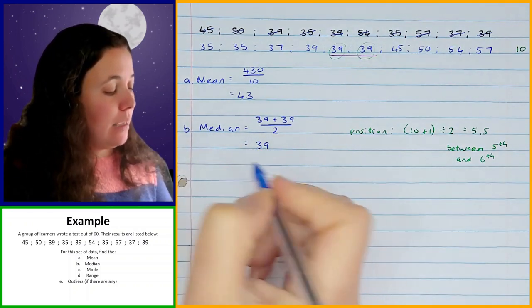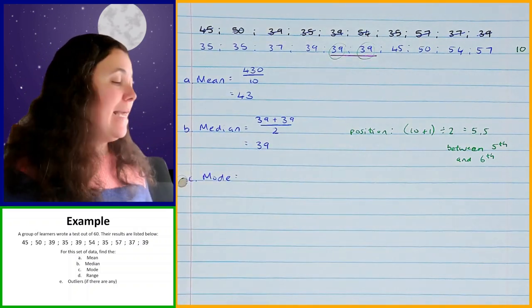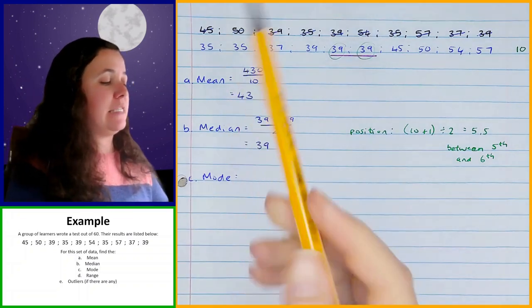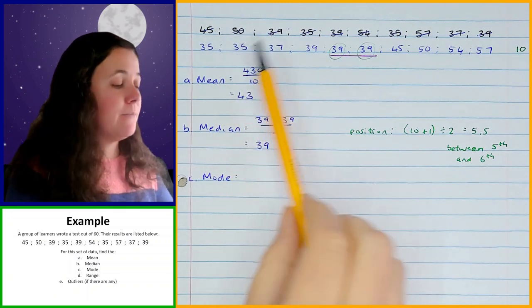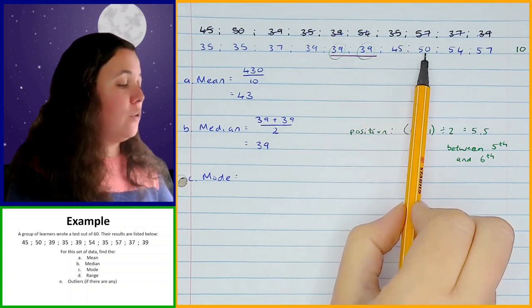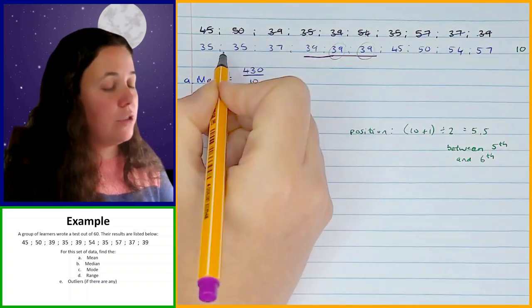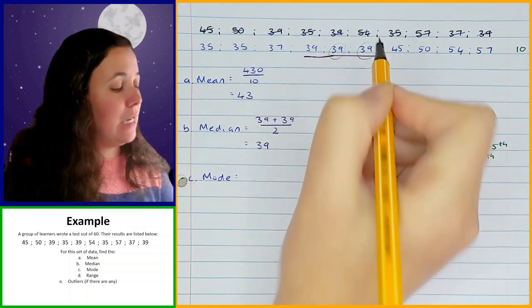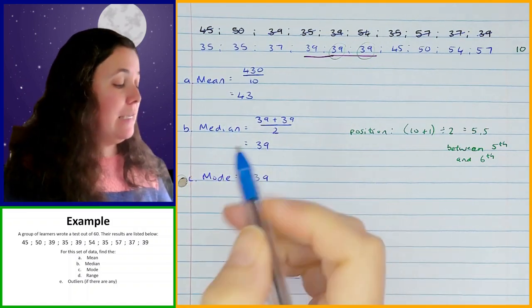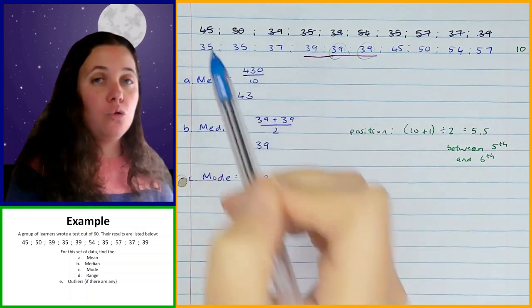Okay, the next thing we need to do is for question C, the mode. Okay, so now remember the mode is the value that has the highest frequency, or the values that have the highest frequency. So now if I look at this data, I can see I've got 35 and 35. There are two 35s. Then I've got 37, there's only one. I've got three 39s, 45, 50, 54, and 57. So because there are three 39s, that's more than the two 35s. Okay, so 39 is going to be my mode. Remember, the mode is the value that has the highest frequency. So there are three 39s, that's a higher frequency than two for the 35s.